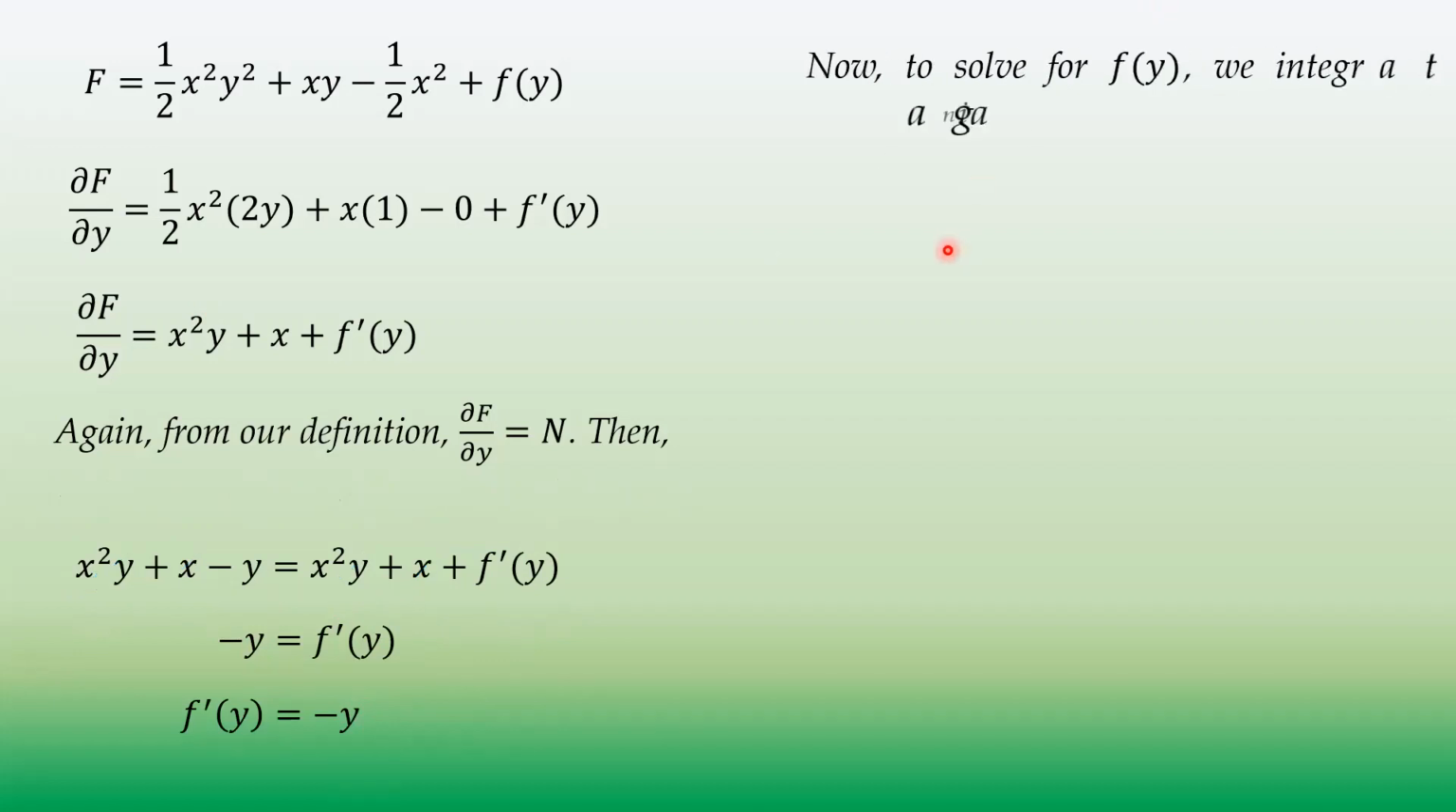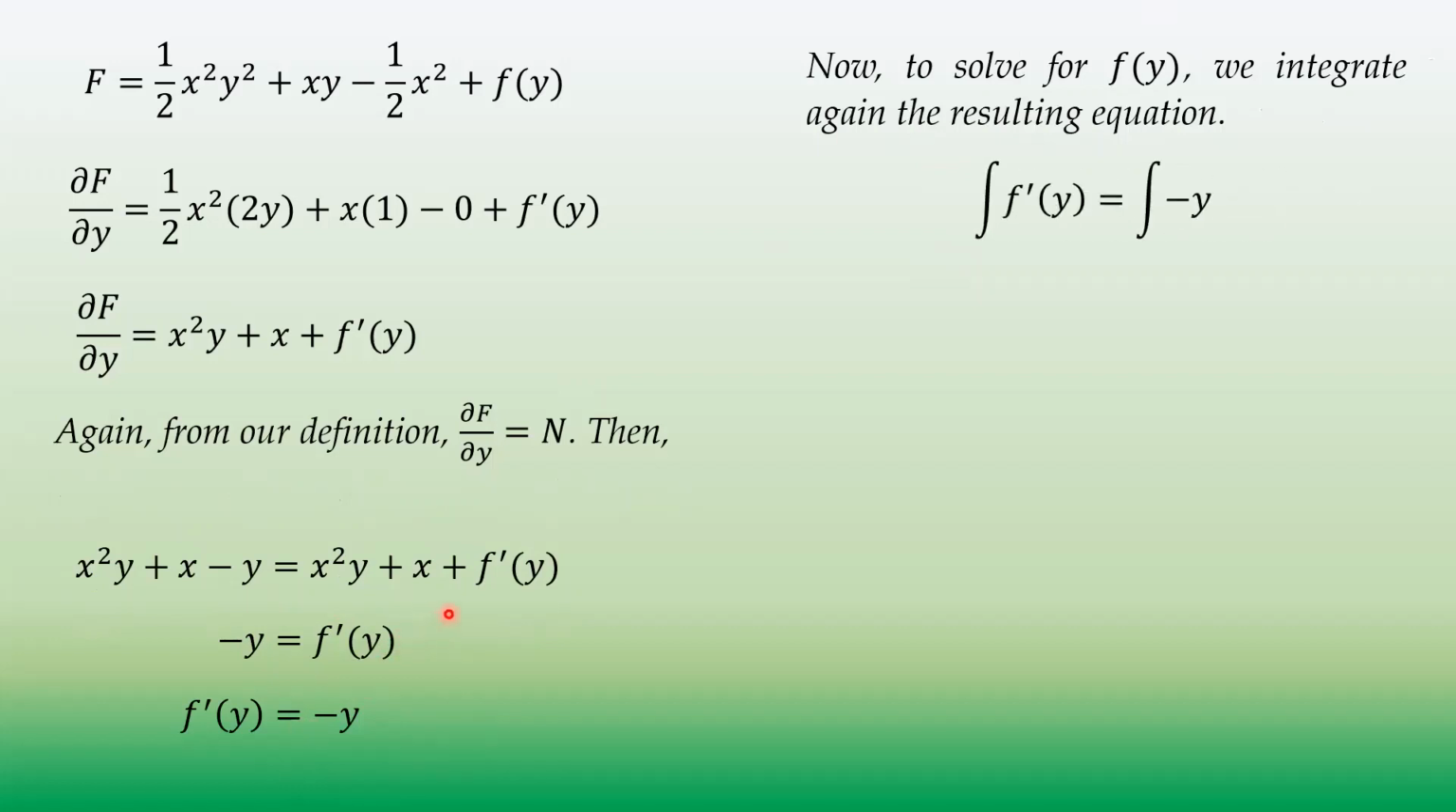Then, to solve for f of y, again, we're going to integrate the resulting equation. Ito nga yun. So, integrate natin yan. So, we have the integral of f prime of y equals the integral of negative y. Integrating f prime of y, we have f of y. Ito naman ay negative y squared over 2. Wala ka nang plus c dito, kasi sa huli, yung function mo equal sa c.